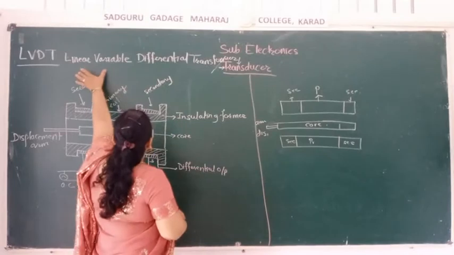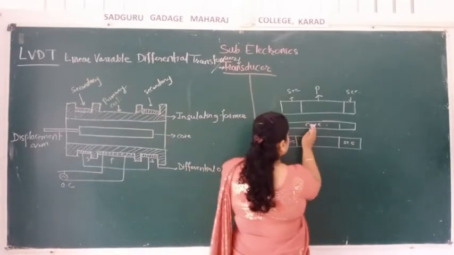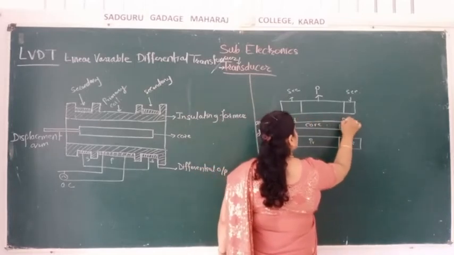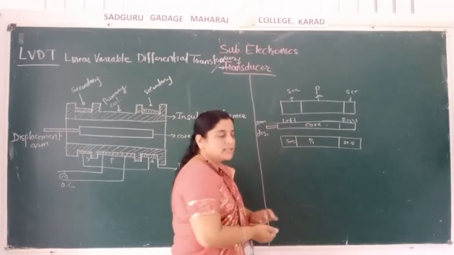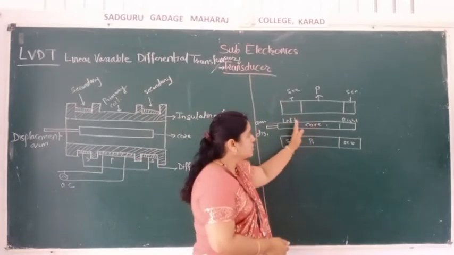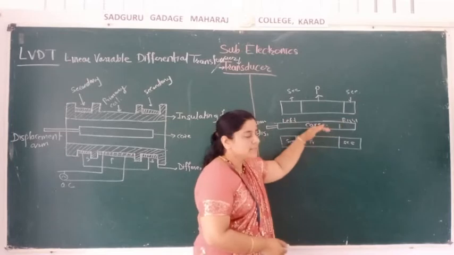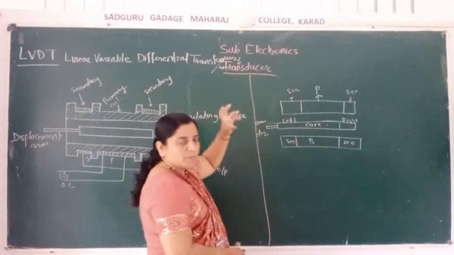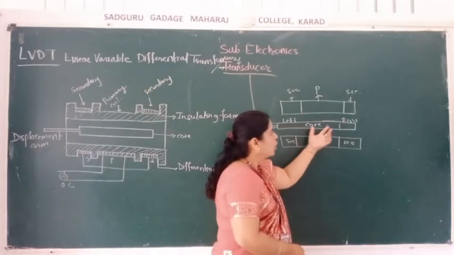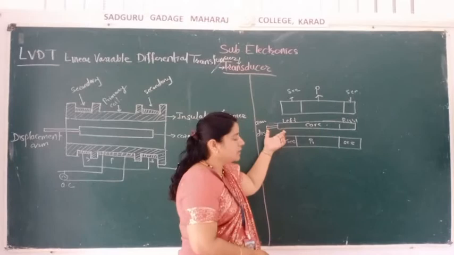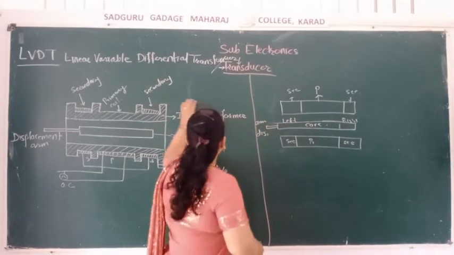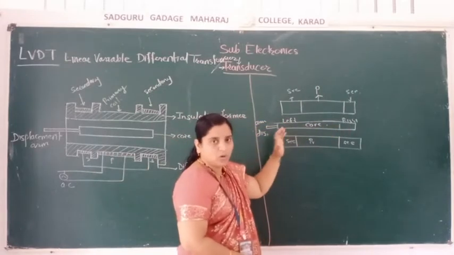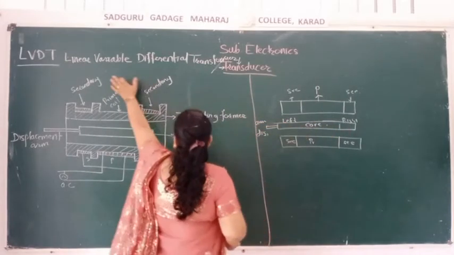What its name says is linear variable. This core is sometimes moved to the left side and sometimes to the right side. Okay, this is the iron core. It moves to the left and right, which means it moves linearly, therefore it is called linear. Variable means how much it moves at the right and how much at the left. Its motion is in linear form and it is variable, it is not constant. Therefore it is linear variable.